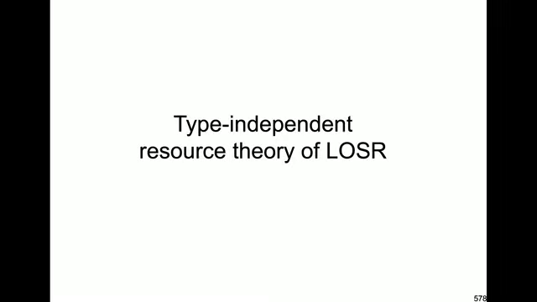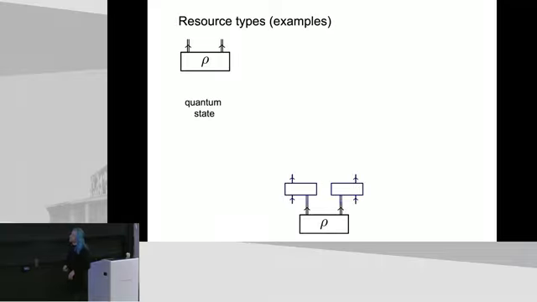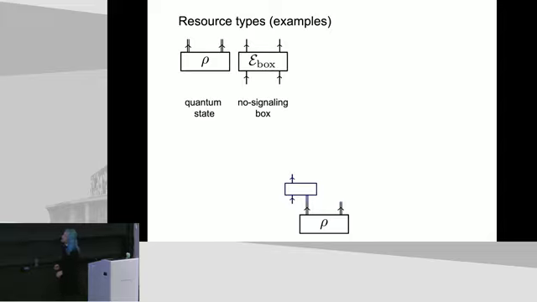And this is what you might call the type-independent resource theory of LOSR. So we're just going to apply the same logic to introduce a resource theory that isn't focused on a particular type of resource, but rather studies all the different types of resources you could consider. So the first type of resource we've already studied is a quantum state. Well, we've also talked about how you can convert that quantum state to black box correlations just by doing local measurements. So that was the second kind of resource that we studied. But if you just do local measurements on one side, this is also a type of resource you could study.